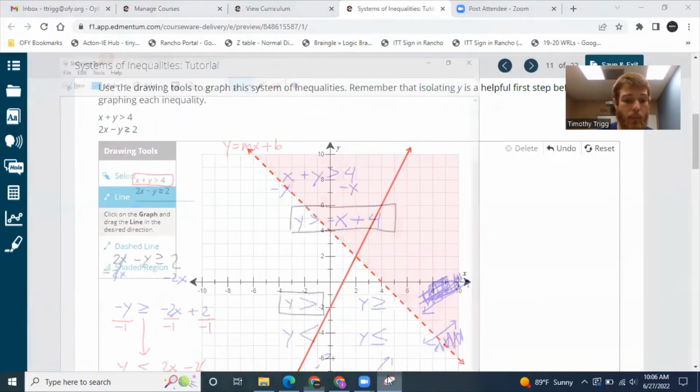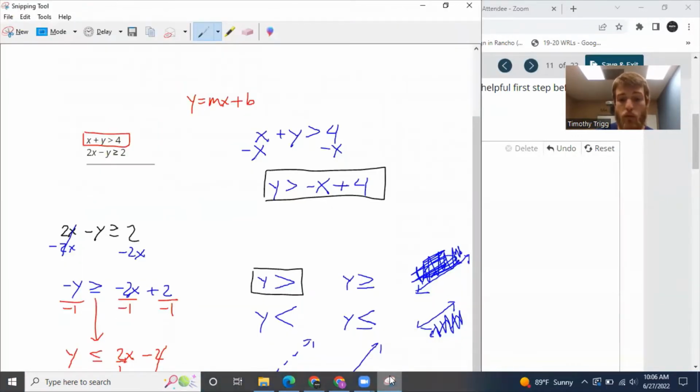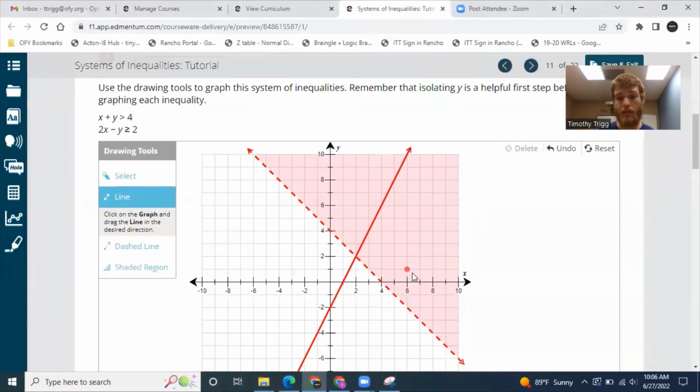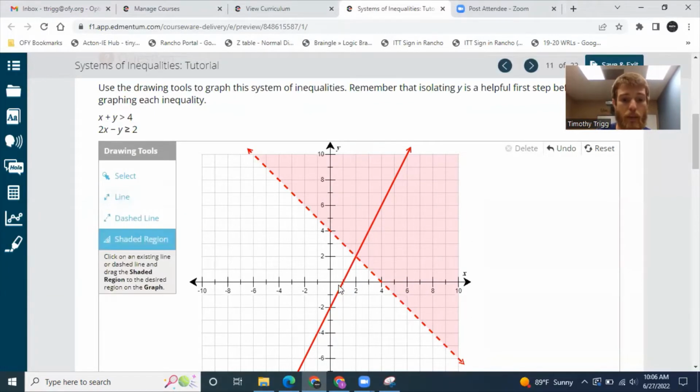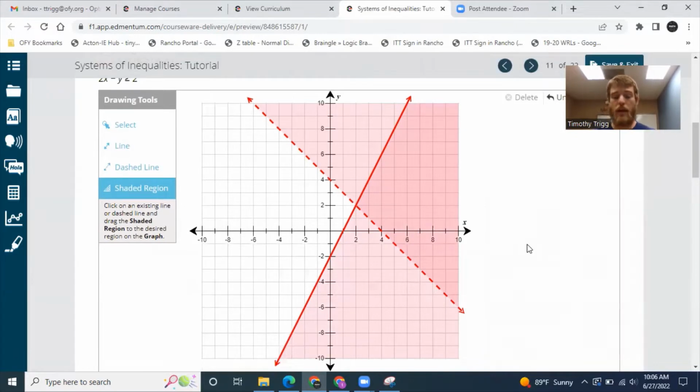And once again, it was y is less than or equal to. So we're going to shade below or above. Well, in this case, shade below, because it's less than or equal to, you shade below your line. Now, the solution set is this double shaded region.